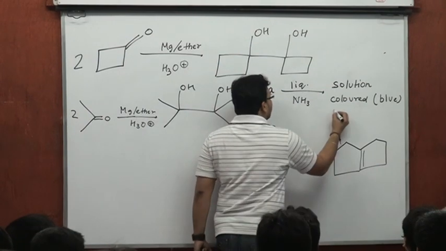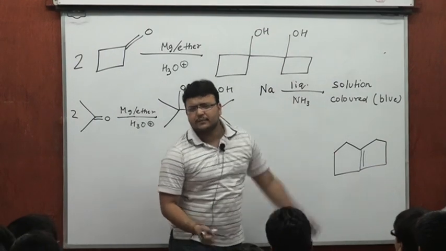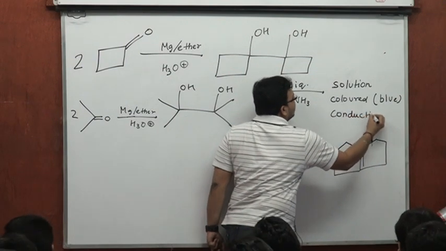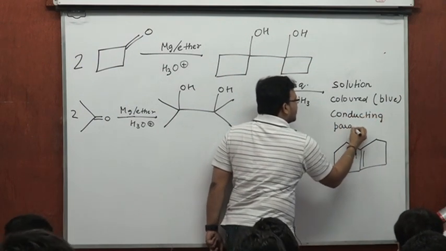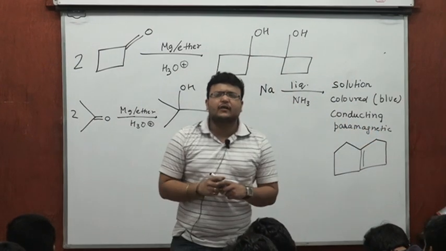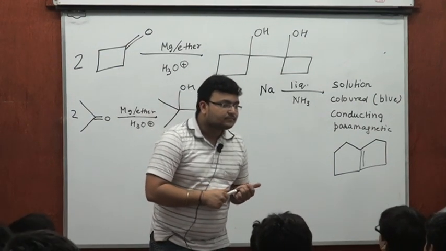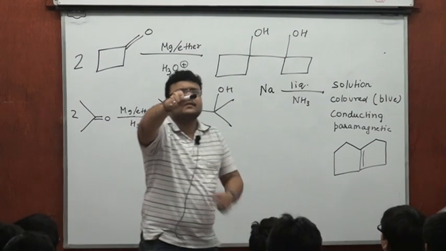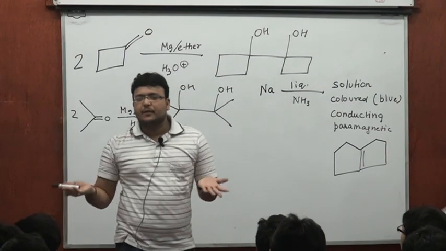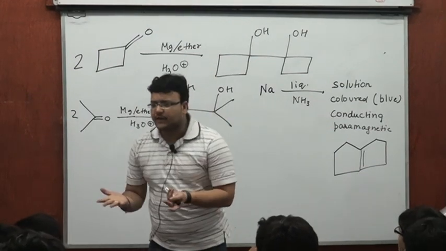I'll come to that about ions and all, but this is a blue colored solution which you obtain by dissolving sodium in ammonia, a solution which is very conducting, and a solution which is paramagnetic. Now when you see a solution colored, conducting, paramagnetic, what do you think? Electrons. I might have said in some classes that even color will owe its source to presence of free electrons.